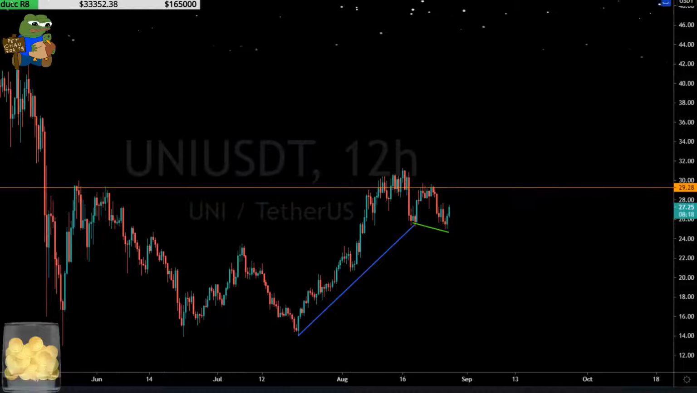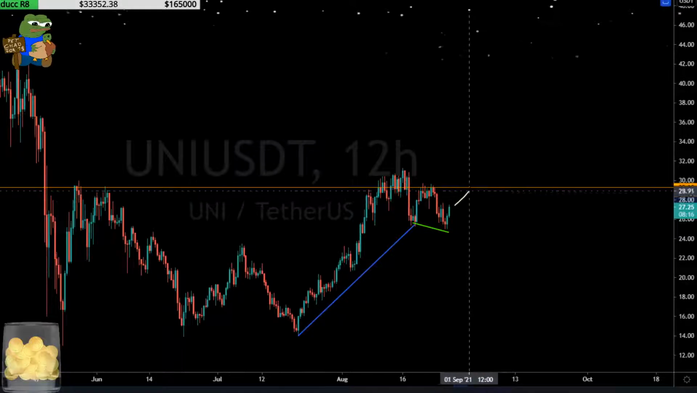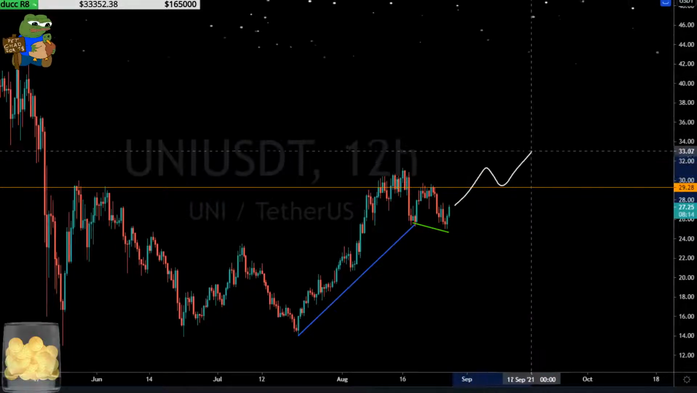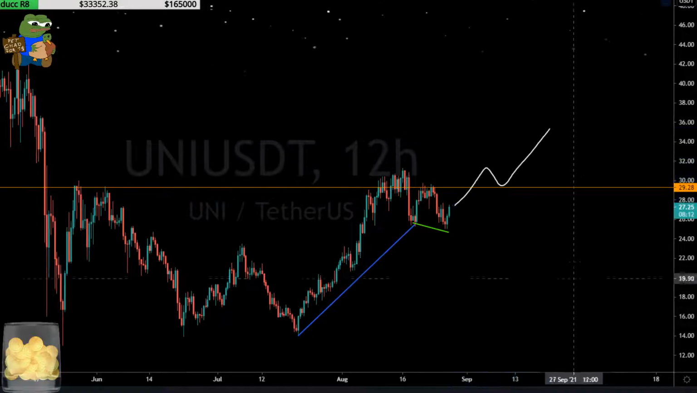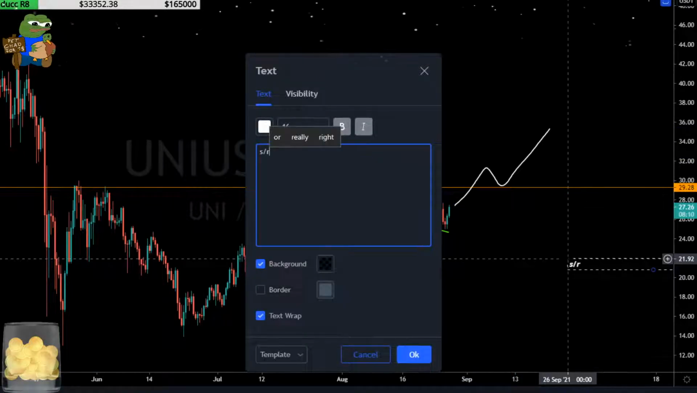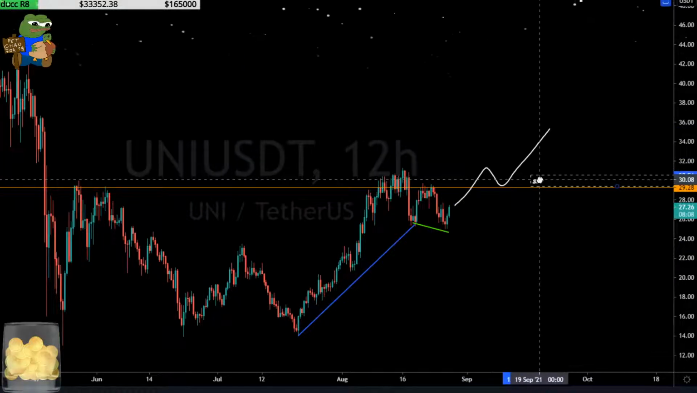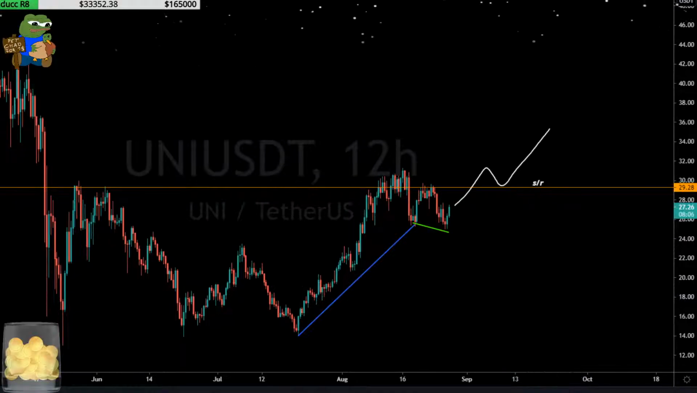So right now in UNI, the critical area we've got to break above is right here, $30. If you could break above $30, you get the SR flip on 30. That is going to be, you know, send it.